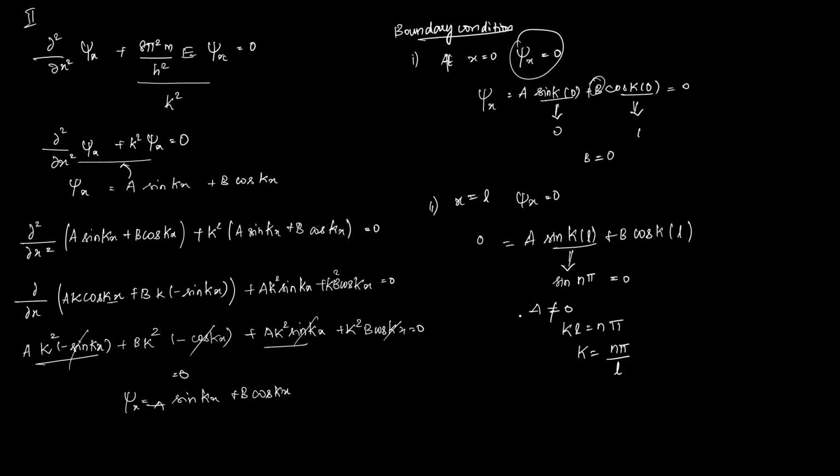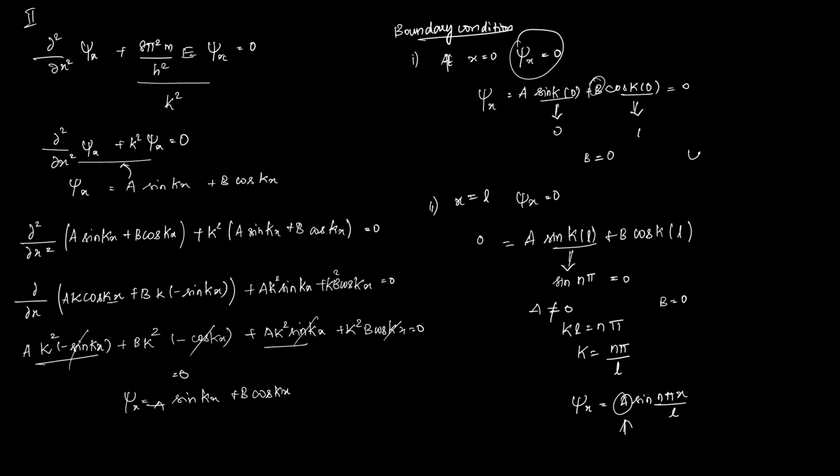Okay, likewise your b value we have already found out. Your b value equal to 0, we have figured it out when applying the first boundary condition. So your psi of x is going to be equal to a sin n pi x by l. So in the k value, we have substituted n pi by l. So a is nothing but your normalization constant. So this is how we have found your wave equation for your particle in 1D box.